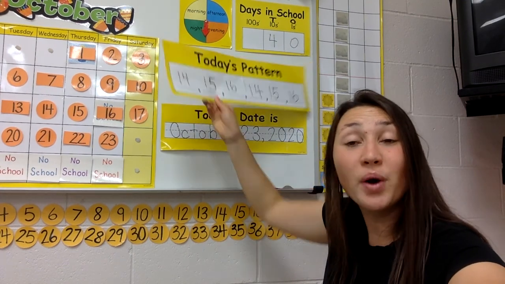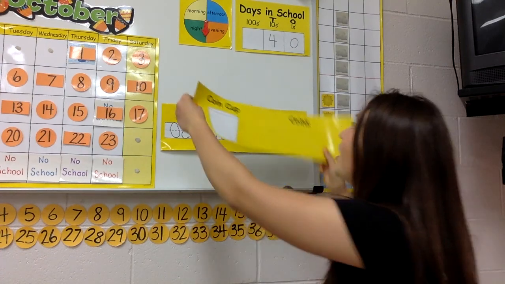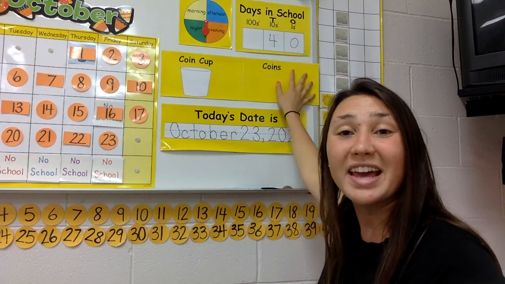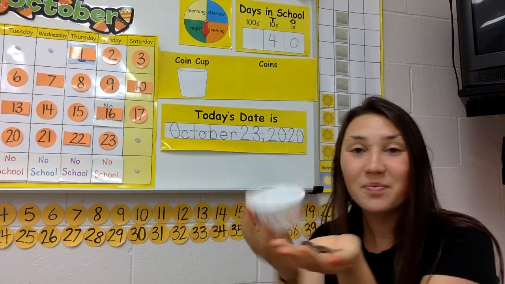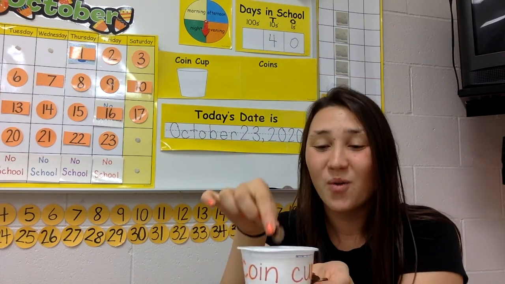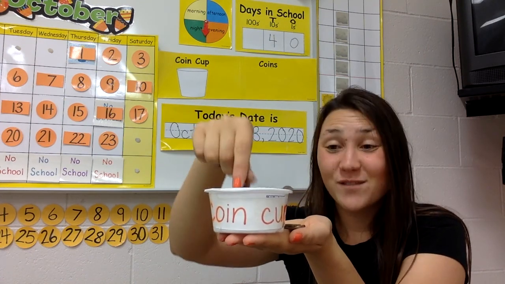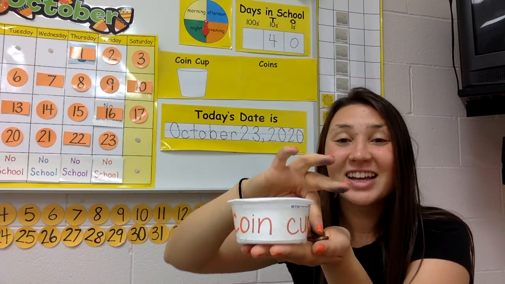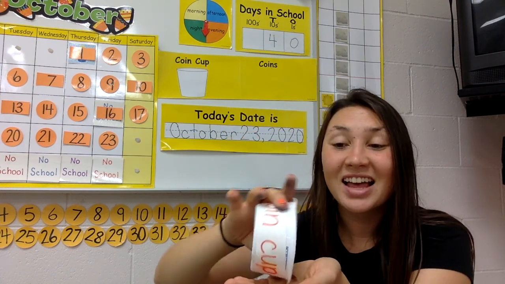Let's do our coin cup now, quickly. Remember, our coin cup is where we count how much money is in our coin cup today. So, I have the money in our hand. Go ahead and count with me the pennies that I put back into the cup so we can see how much we have. Ready? 1, 2, 3, 4, 5, 6, 7, 8. That's all the money I had in my hand. So we have 8 pennies.